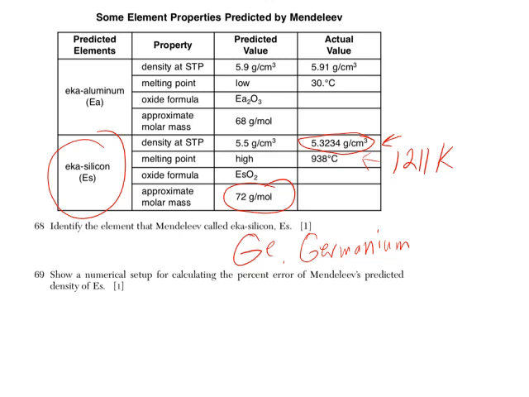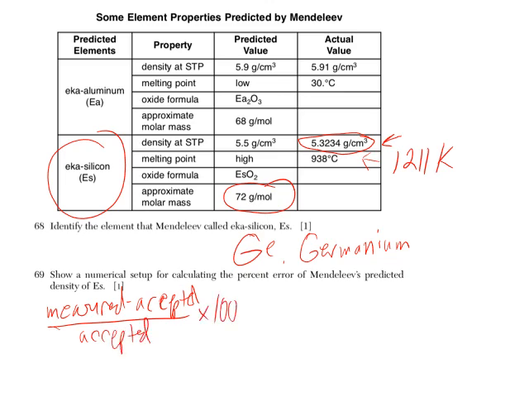That percent error formula was the measured minus accepted over accepted, my pen is not working too well today, times 100, maybe it's just me. But in any case, the measured minus accepted divided by the accepted value times 100.